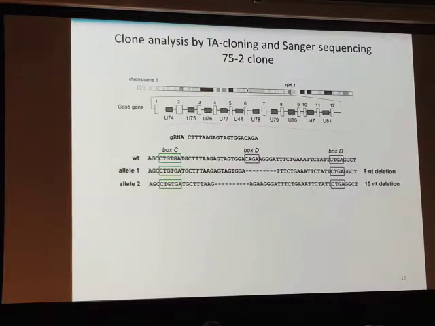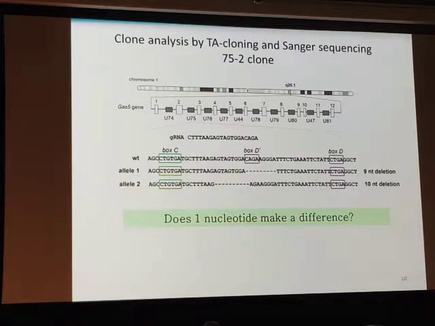a monoclone with two deletions in the U75 gene has been selected. It contained two deletions. One allele contained a deletion of 9 nucleotides, while the other one contained a deletion of 10 nucleotides. Well, the question arises: can one nucleotide make a difference?